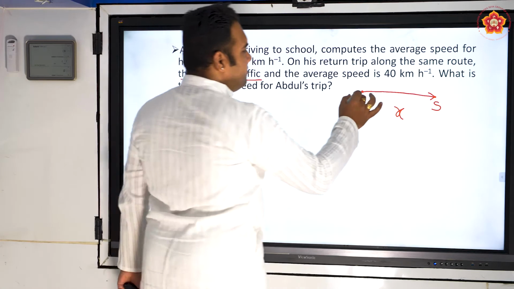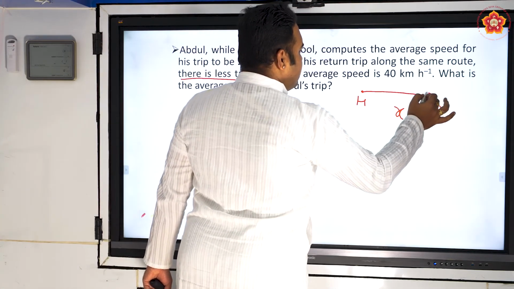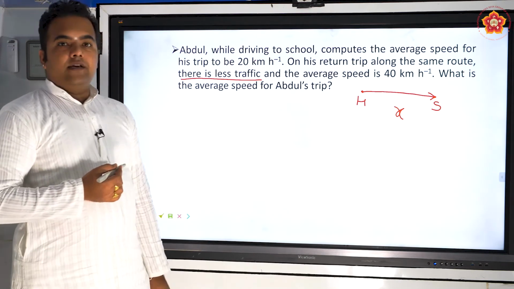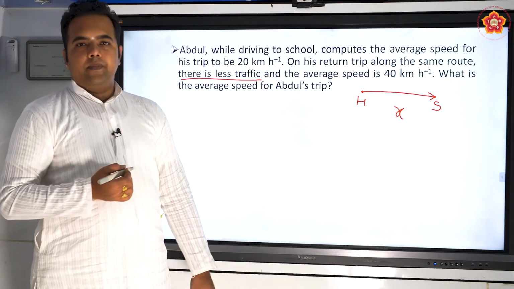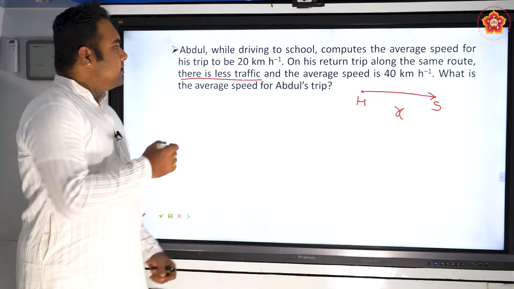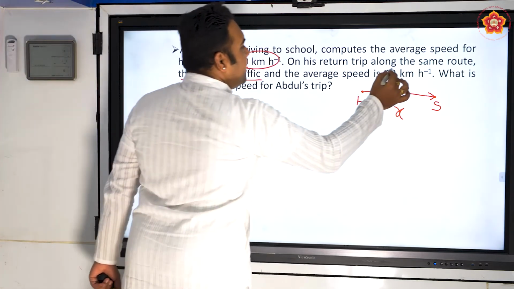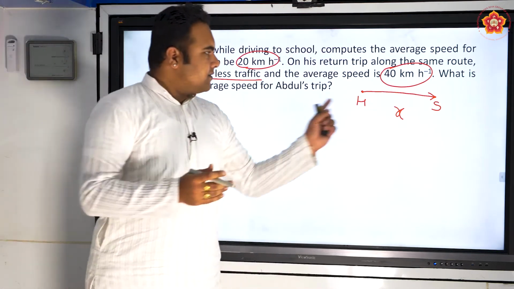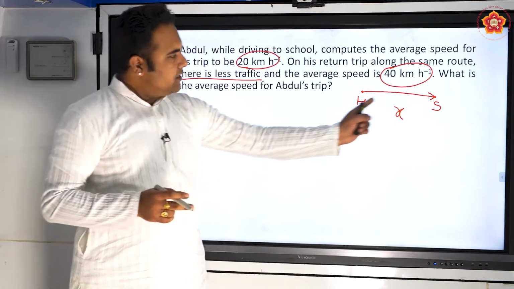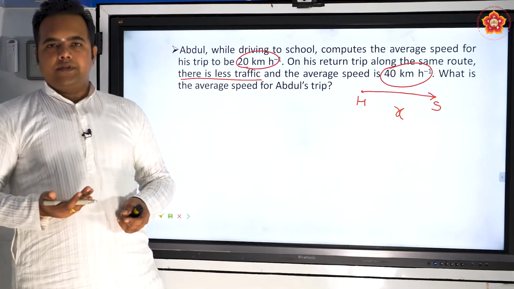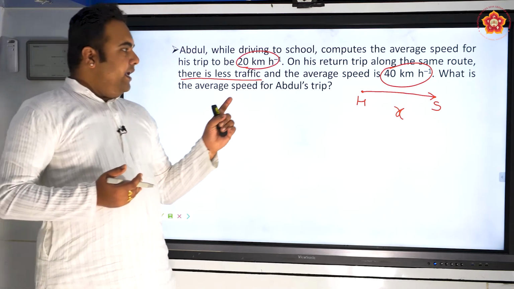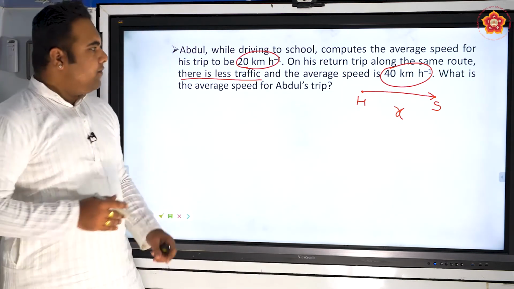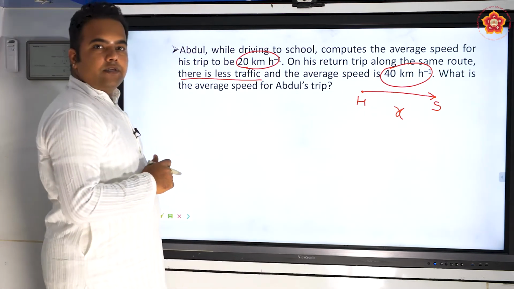So he started from home, he went to school, and from school he came back to home. If the speed was maintained constant, we could have just taken the average. But because speed is not constant, initially it was 20 and later it became 40, which means the times are varying. Though the distance moved is the same, he is moving in different times. So, equal distances in unequal intervals of time, non-uniform motion. Therefore, now we need to calculate the average speed for Abdul's trip.